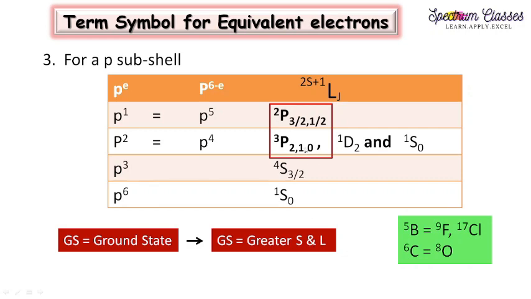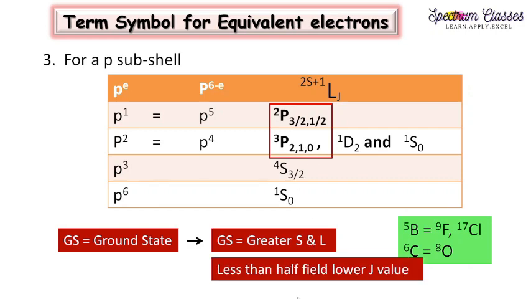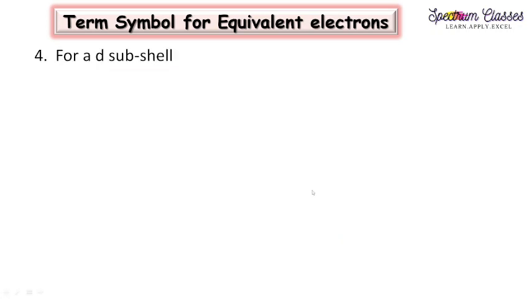Now coming to the J value. Less than half filled, lower J value will be the ground state. If more than half filled, higher J value will be the ground state term symbol. So that is the only difference. For C6, 3P0, for oxygen 8, 3P2, the ground state. I hope you understand these tricks. Okay, now coming to the D subshell.